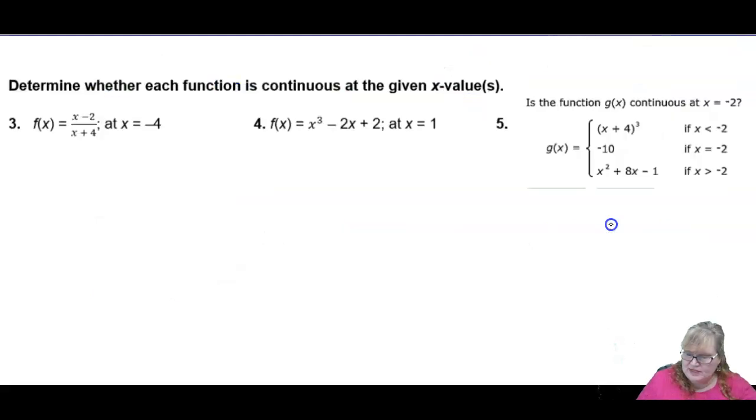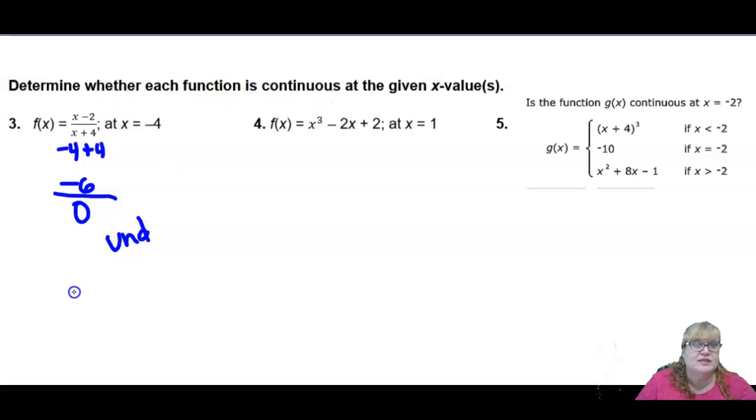And then we have a couple more examples of continuity. If we put a -4 in here, we get a 0 in the denominator. If we put the -4 up top, we actually get -6. It is undefined, so determine whether it is continuous. The answer would be nope.